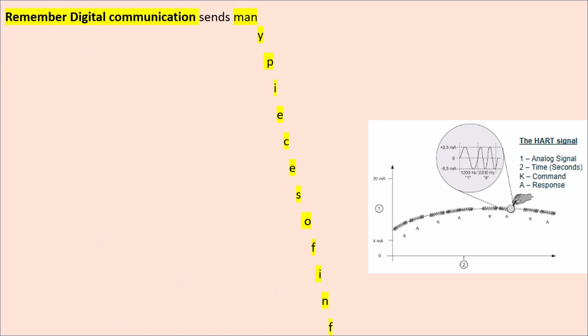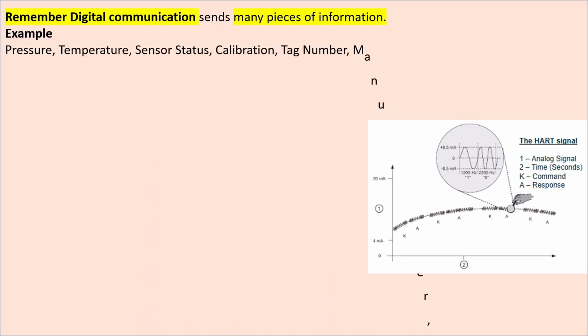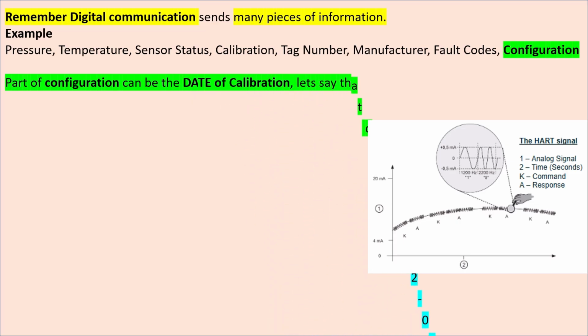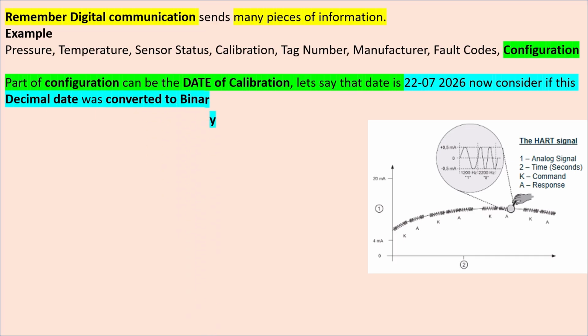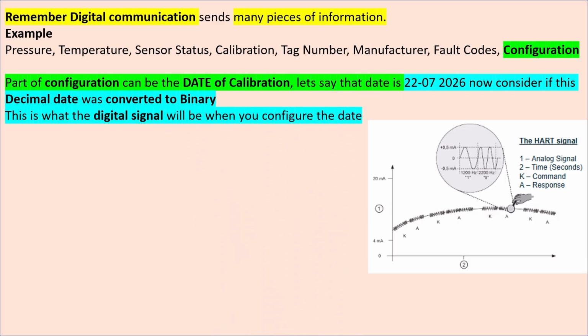Remember, digital communication sends many pieces of information. Example: pressure, temperature, sensors, status, calibration, tag number, manufacturer, fault codes, and configuration. Part of configuration can be the date of calibration. Let's say that the date is 22/7/2026. Now consider if this decimal date was converted to binary. This is what the digital signal will be when you configure the date.